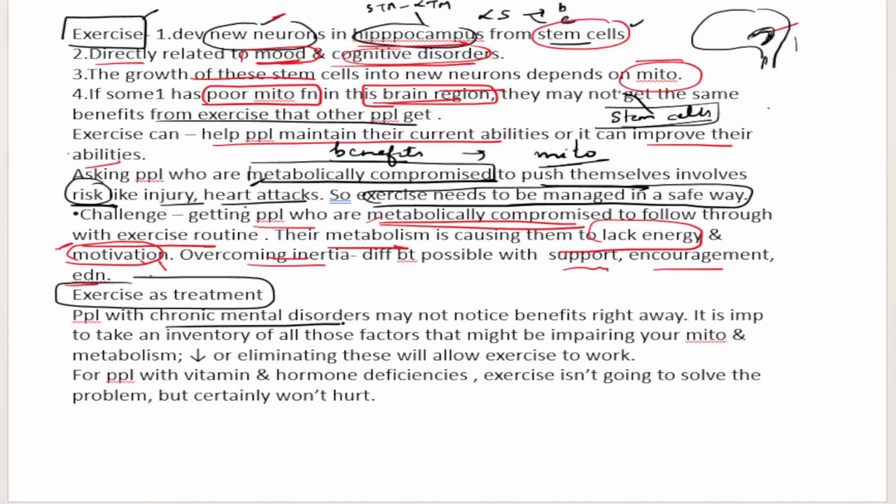People with chronic mental disorders may not notice the benefits of exercise right away because their metabolism is compromised. Their mitochondria are not functioning in a proper way, so it may block the benefits of exercise also. They may not receive the same benefits as other people are receiving.